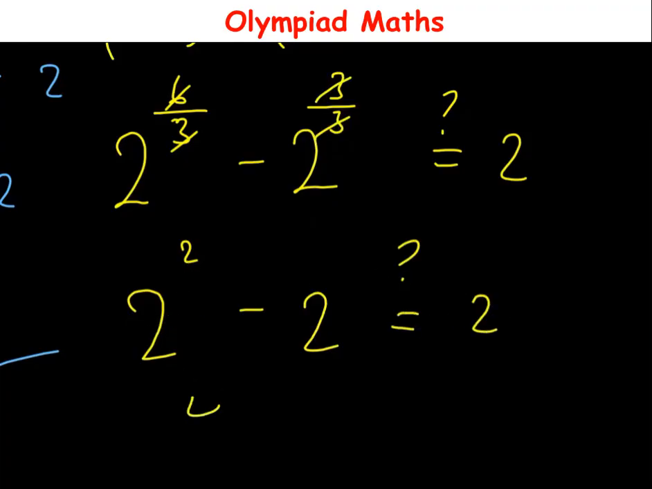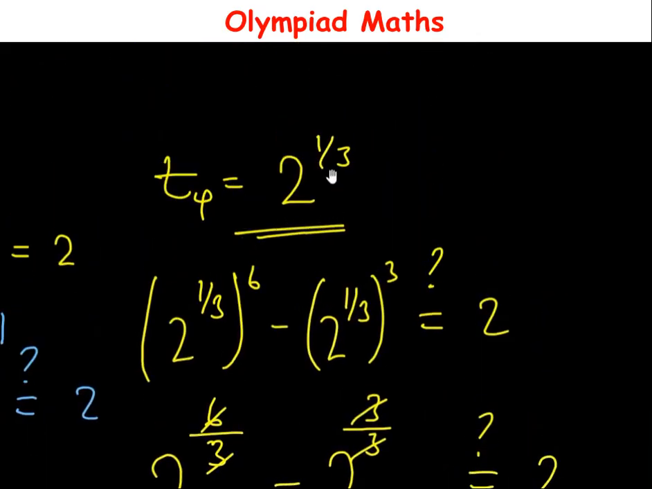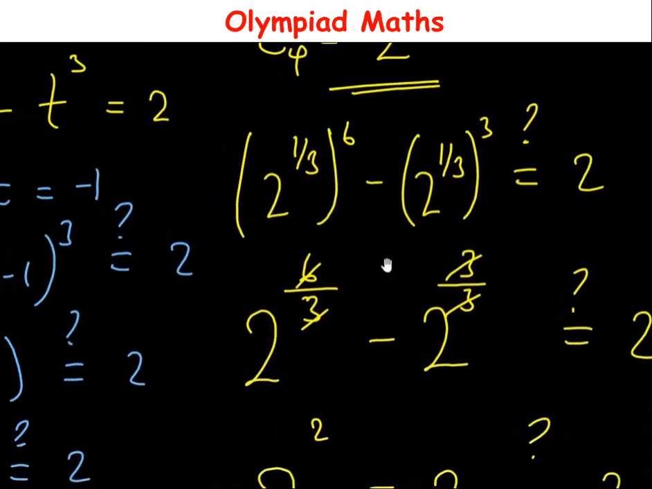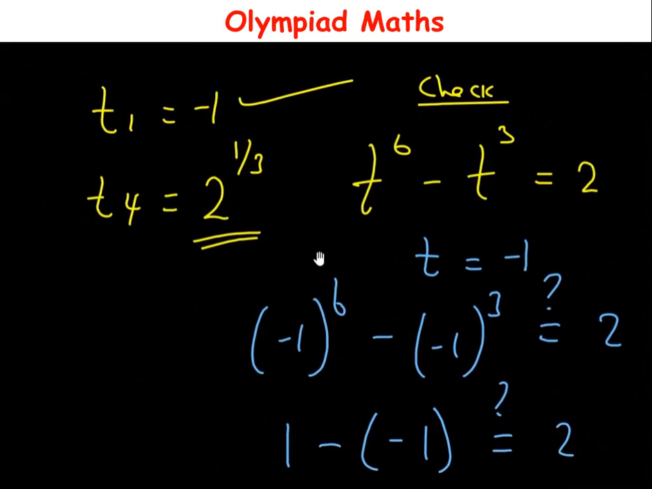Now 2 squared is 4, and 4 minus 2 will give us 2, obviously, and this is equal to 2. So that means that the other solution for the value of t, which equals 2 raised to the power 1 over 3, is also a correct solution. So with this, we have two real solutions and two complex solutions.